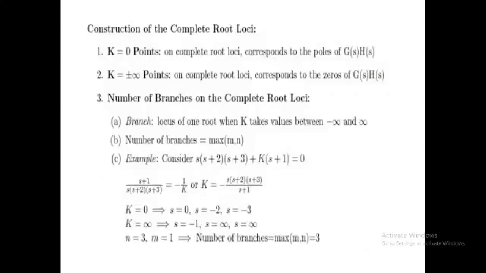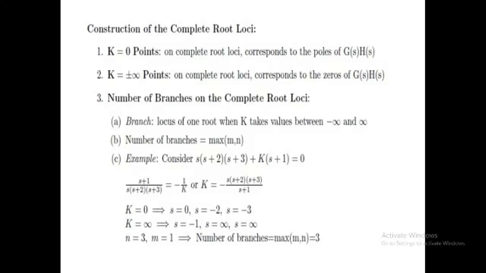Now, the construction of root loci. Number 1, k equals 0 points. That is, on the complete root loci, they correspond to the poles of G(s)H(s), where G(s) is the gain of the system and H(s) is the feedback of the system. Secondly, k equals plus infinity to minus infinity. That means the value of k lies between minus infinity and plus infinity, and on the complete root loci it corresponds to the zeros of G(s)H(s).